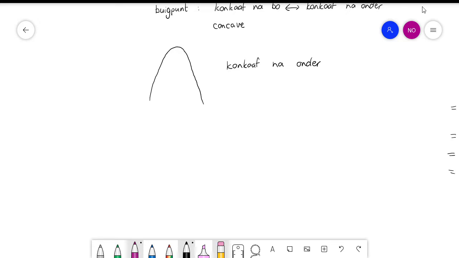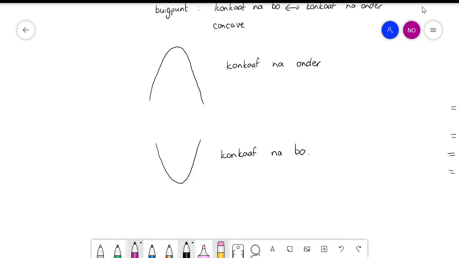And if the shape looks like this, dan is hy konkaaf na bo. So do you see, while the concavity hasn't changed, it changes from ascending to descending or the other way around. So you can't just look at whether it is ascending or descending to look at the shape of the graph in terms of concavity. Jy moet een hele hobbeltjie na kyk en dan sê daai helfte van die grafiek is konkaaf na bo en die ander helfte van die grafiek is konkaaf na onder.